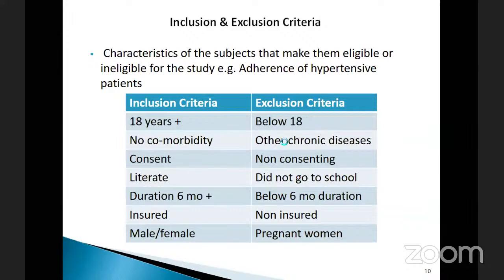Then you say maybe those whose duration of illness is 6 months and above, those who have hypertension, and then you include both males and females. Then the exclusion criteria may be those who are below 18 years, those who have other chronic diseases, those who are not consenting, those who did not go to school, those whose duration of disease is below 6 months, and then pregnant.